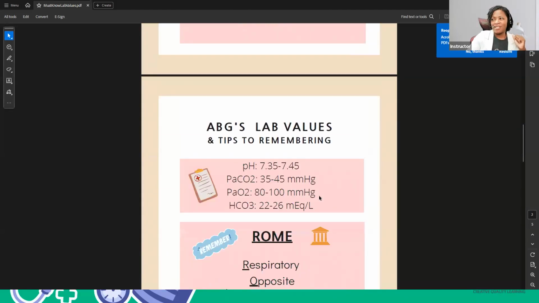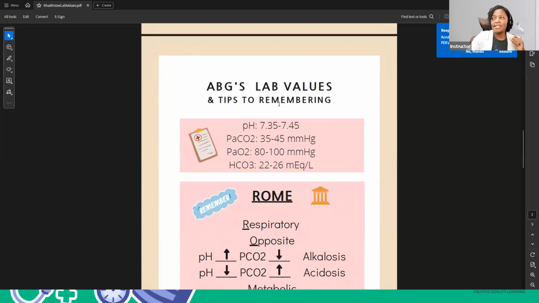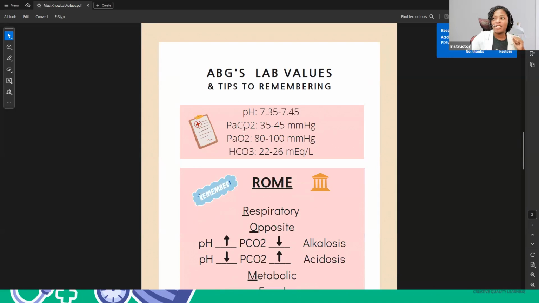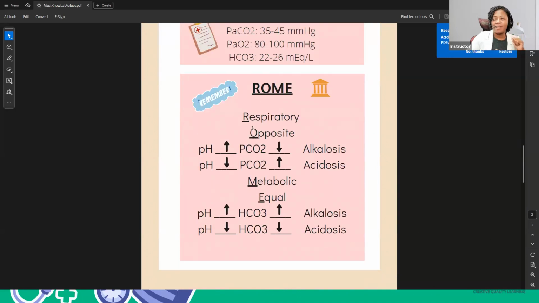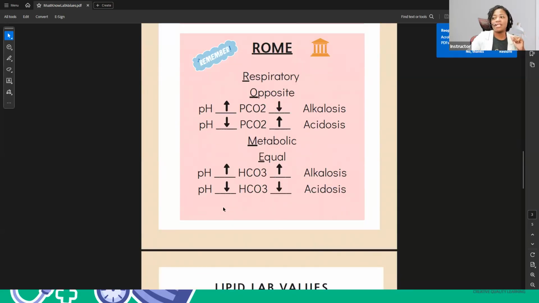It also goes into those ABGs, with some tips to remember. There's your pH, your CO2, O2, and HCO3. And then that ROME, right? Respiratory opposite, they go in different directions, whereas metabolic, they go in the same direction. So these are some tricks there.